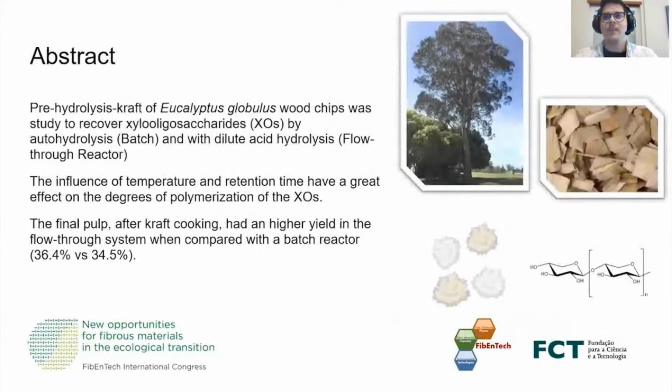Eucalyptus globulus. In this work, we studied the possibility to recover high-value compounds from the pretreatment, with special focus on xylo-oligosaccharides. The effect of pre-hydrolysis conditions and the difference of flow-through versus batch reactor in the final pulp was also analyzed. Throughout this work, the influence of temperature and retention time is shown to have a great effect on the xylo-oligosaccharides degree of polymerization. When comparing batch versus flow-through reactor, the difference of pulp yield was 2%. However, it's well known that precipitation of compounds may occur in the batch system, which can overvalue the yield.